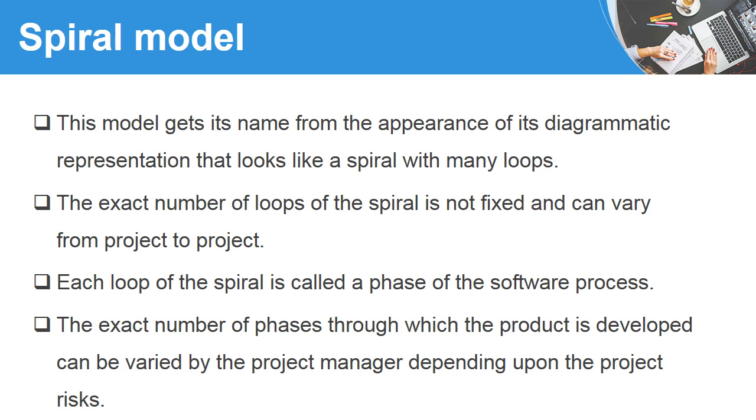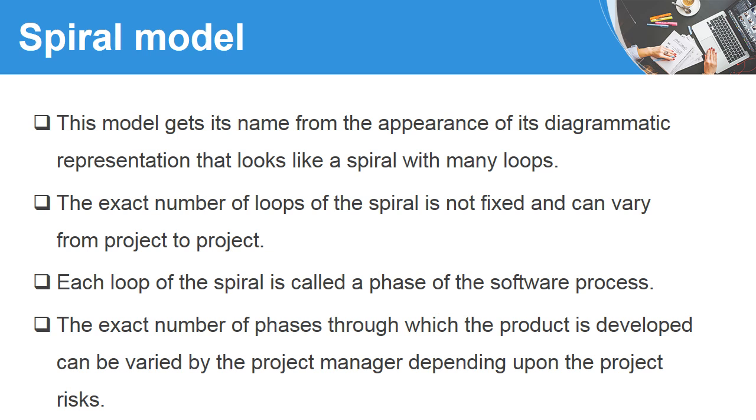The spiral model gets its name from the appearance of its diagrammatic representation that looks like a spiral with many loops. The exact number of loops of the spiral is not fixed and can vary from project to project. Each loop of the spiral is called a phase of the software process.